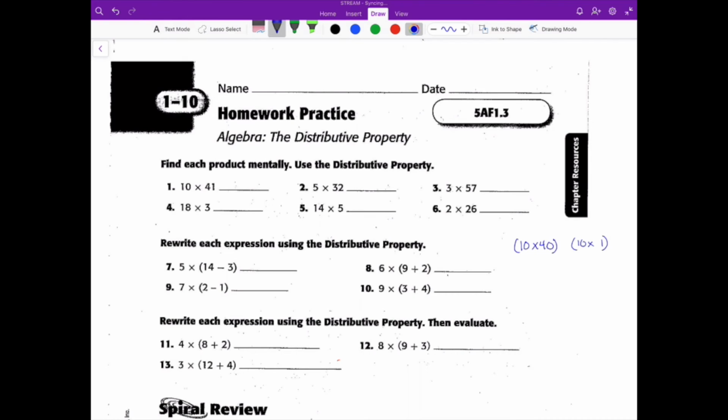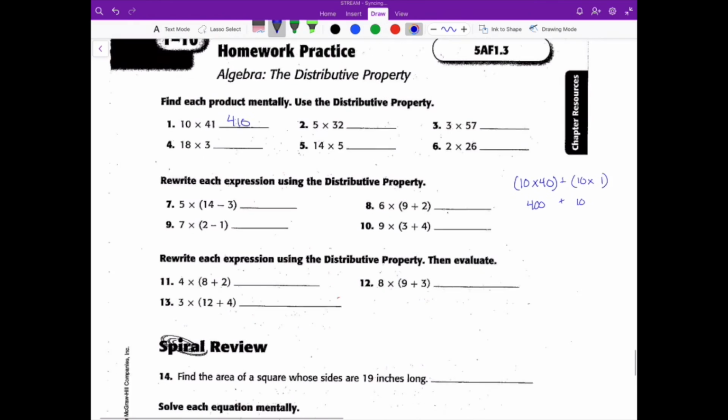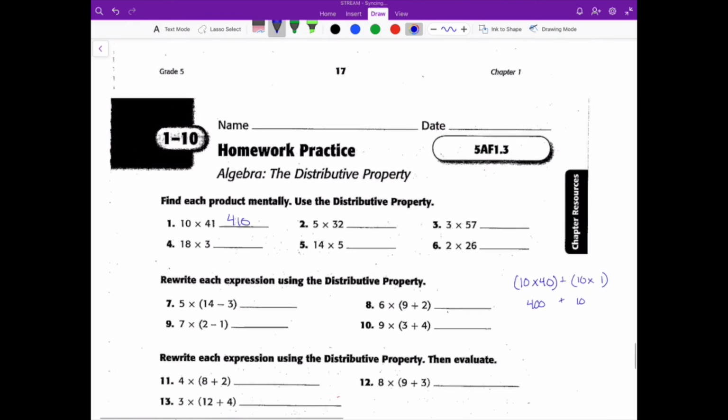Follow this same formula for each problem. 10 times 40 is 400, plus 10 times 1, 10. So then I know that my answer is 410. You can follow that same process for all of these problems.